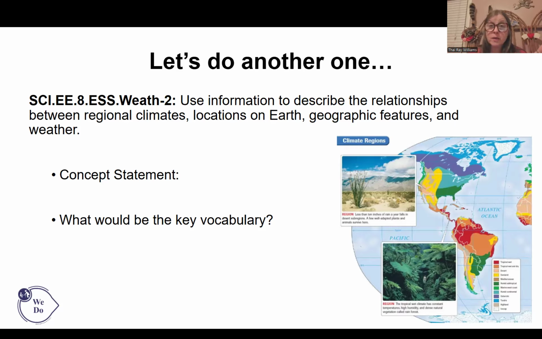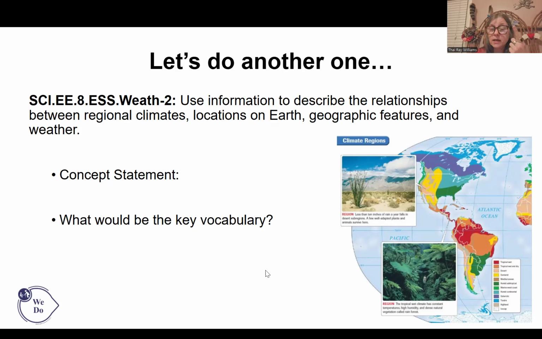Geographic features. So maybe what you're going to do is talk about the relationship between a mountain and the top part of a mountain having snow in the winter, but the bottom part not having, or a mountain in the winter having snow on the top, whereas in summer a beach has no snow and it's warm, for example, because you would talk about weather. So write a concept statement related to any of those.